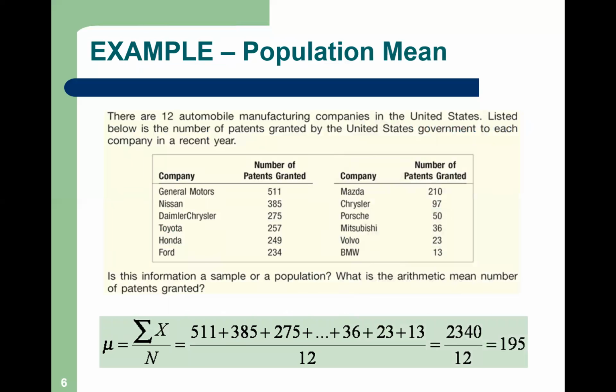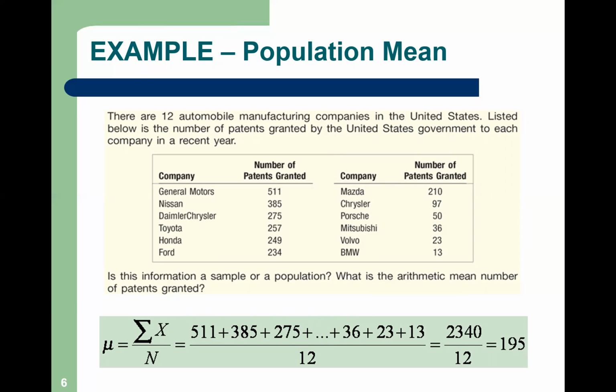So here is an example. There are 12 automobile manufacturing companies in the United States, and the data is about the patents granted by the United States government to each company in a recent year. So these are the total number of patents. If you said that these are 6 out of 12 automobile manufacturing companies, then it would become a sample. So in this case, it is a population. The data is about the whole population in 1 year. For all 12 automobile companies, the total number of patents granted by the government, here it is.